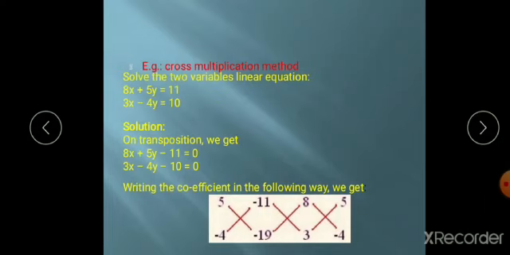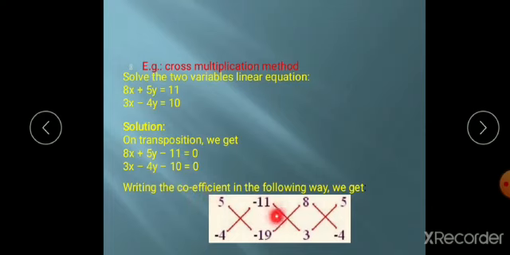One example, let us consider one example. 8x plus 5y equal to 11 is the first equation, and 3x minus 4y equal to 10. So a1 is 8, b1 is 5, c1 is 11, a2 is 3, b2 is minus 4 and c2 is 10. Before going, you have to make the standard form. If the constant terms are on the right hand side, you have to send them to the left hand side. So 8x plus 5y minus 11 equal to 0. If you send 11 from right to left, you will get minus 11, and 10 also from right to left, you will get minus 10.